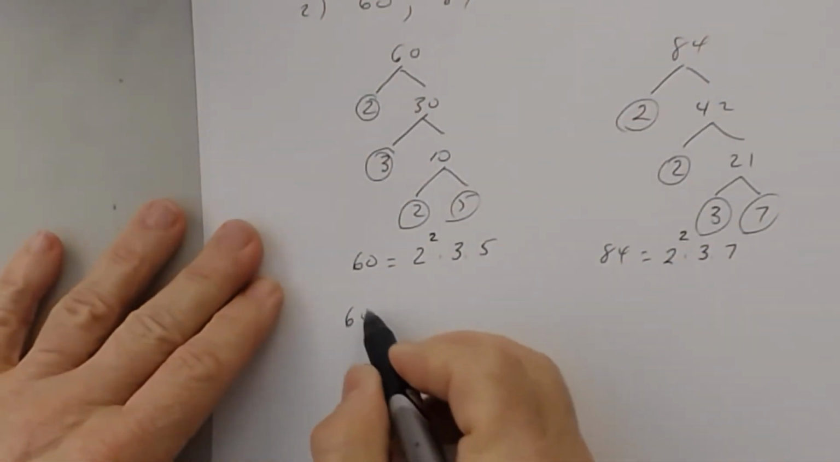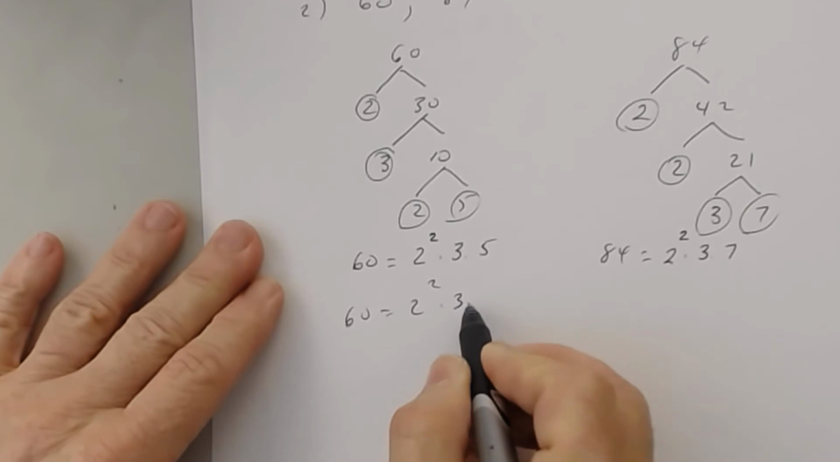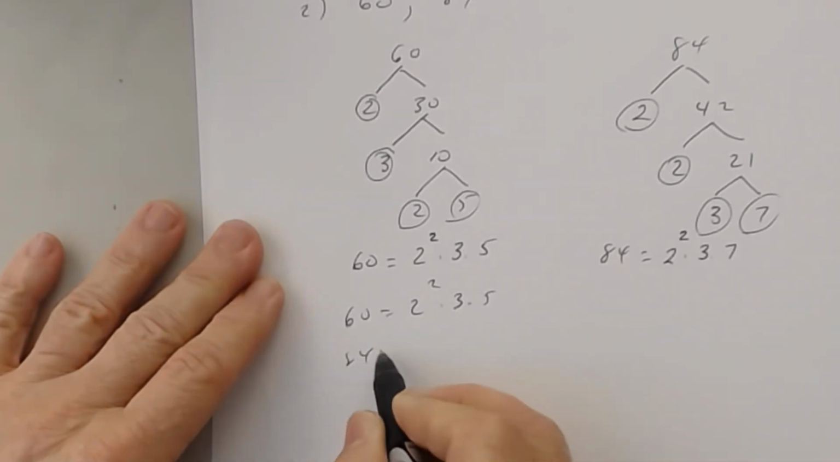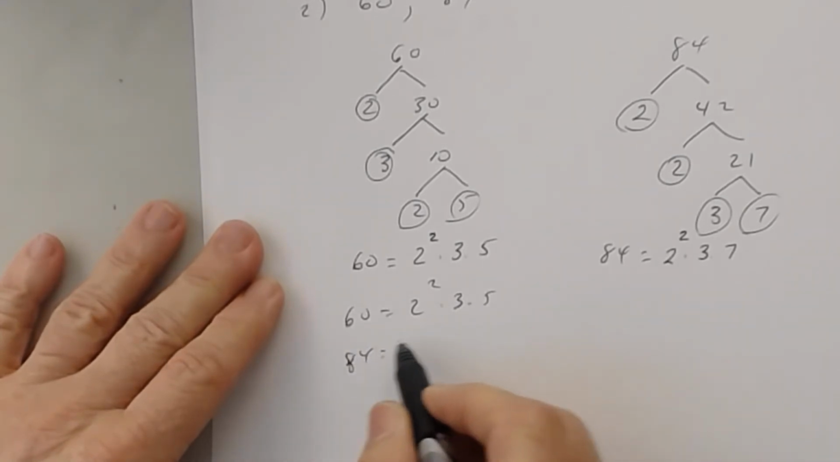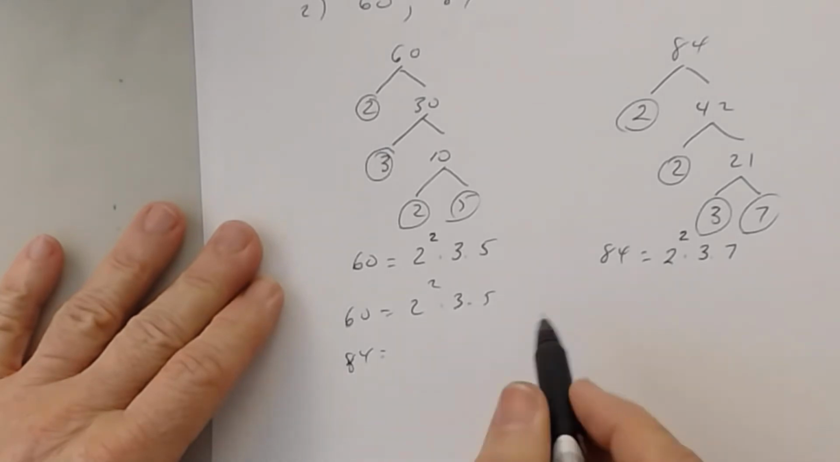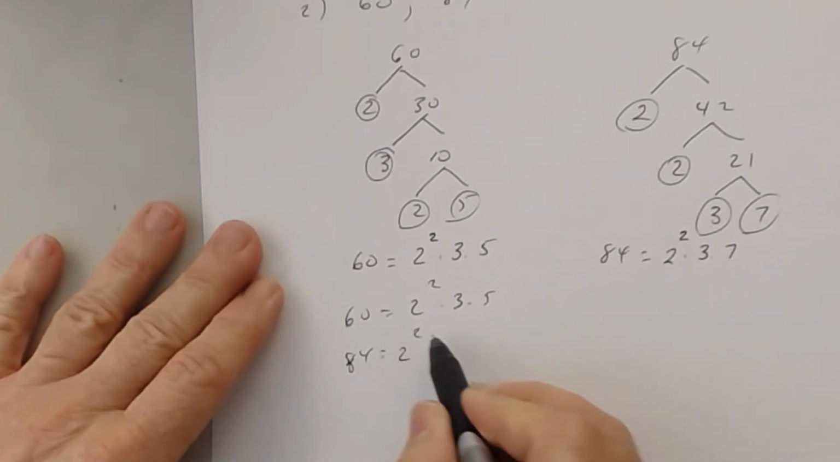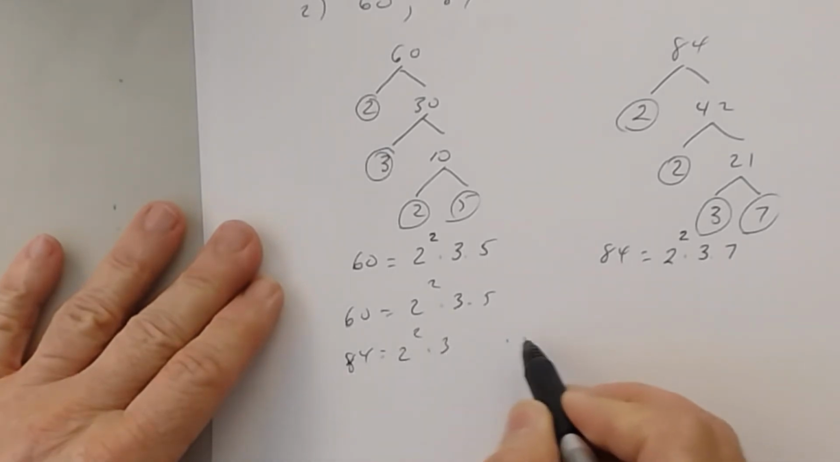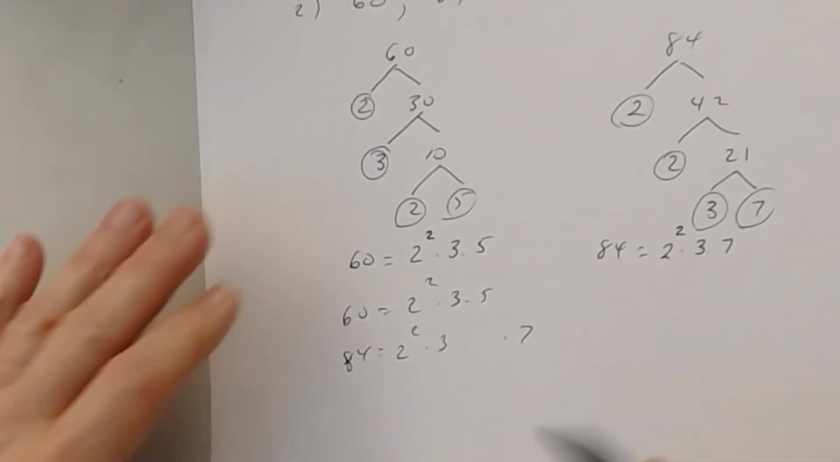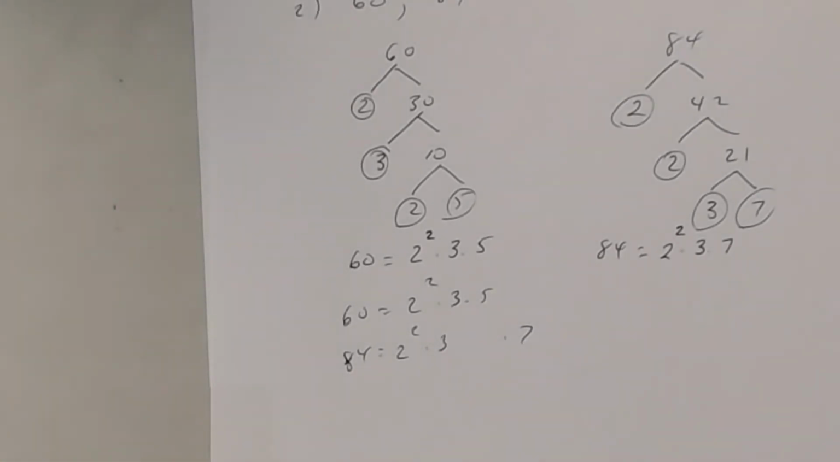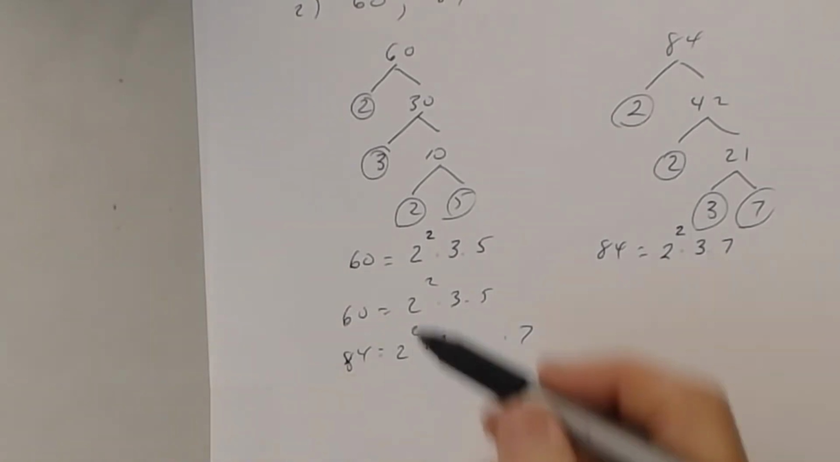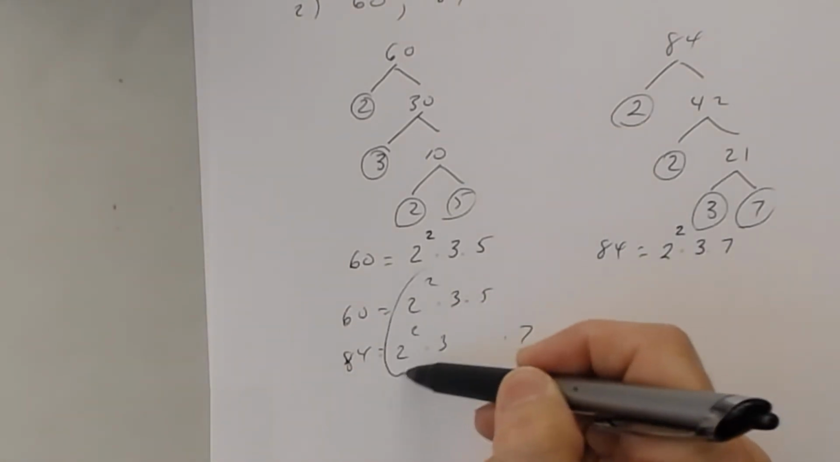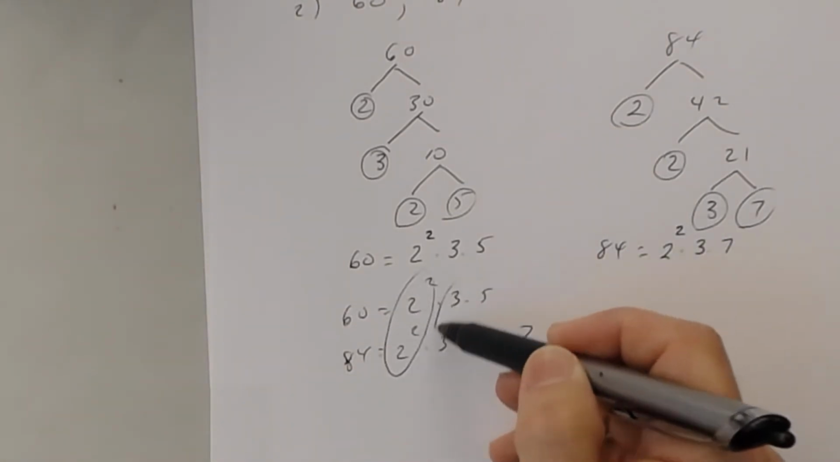So here's 60, and here's 84. And what I'm going to do is put the common factors on each other. So watch what I'm doing. 2 to the second times 3, and then times 7. I didn't put the 7 under the 5. It didn't matter. You could have. But I wanted to start circling some things. You'll see I lined up my common bases. So that means I can circle this, and I can circle what else? 3.